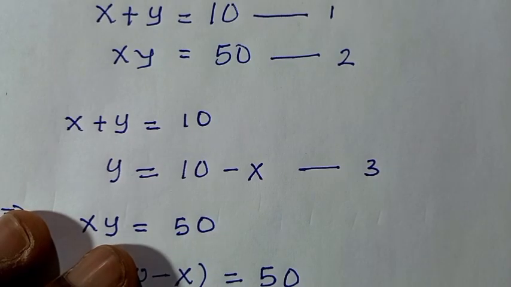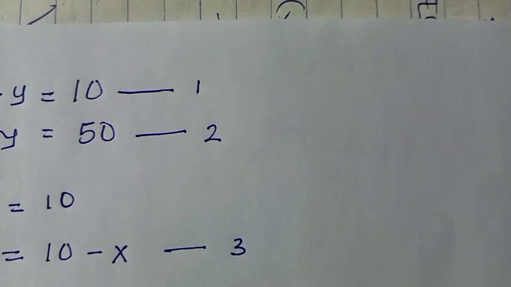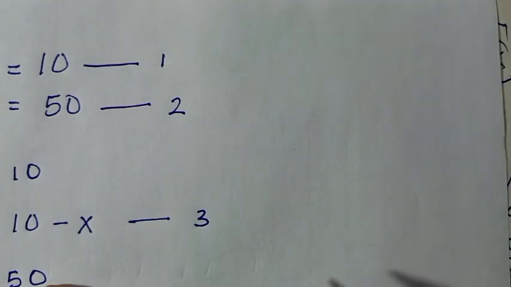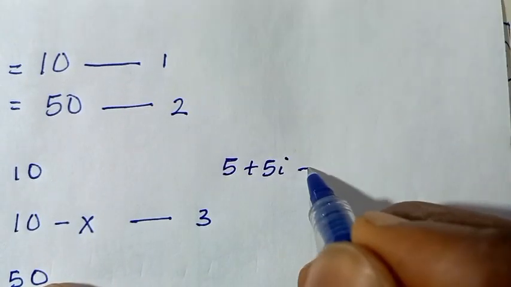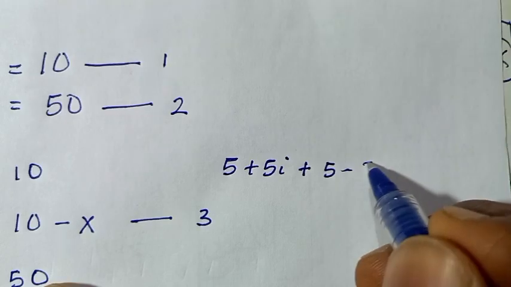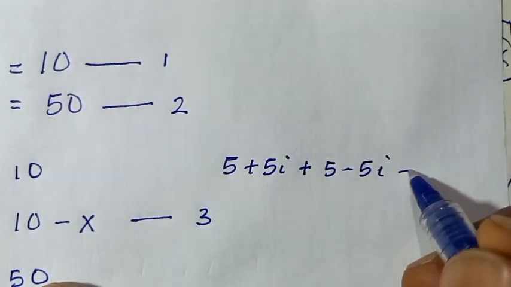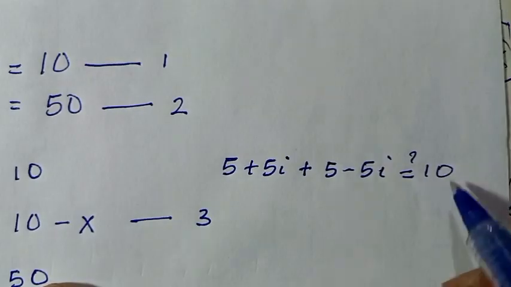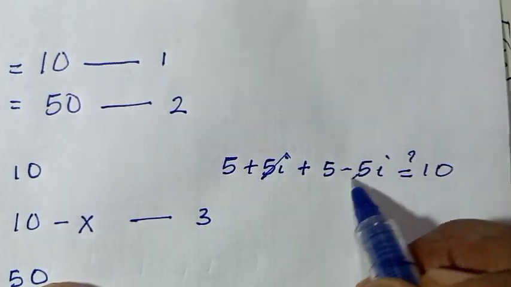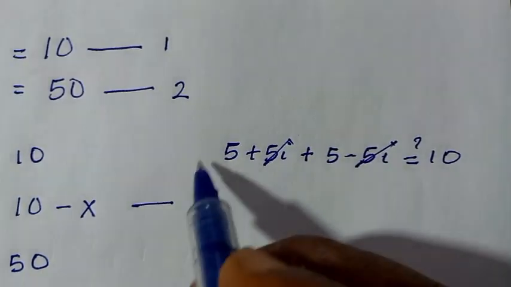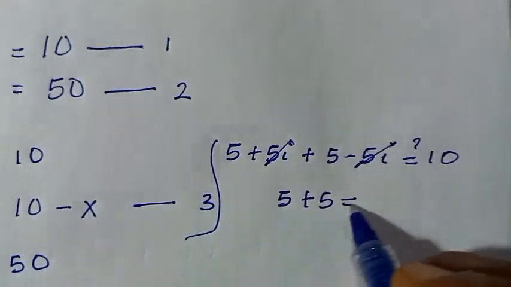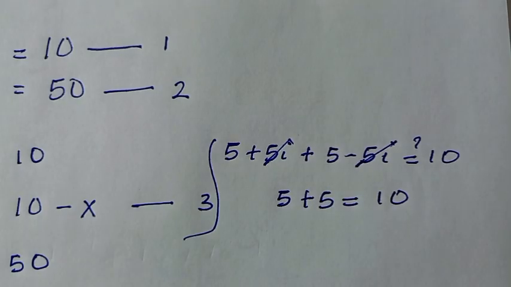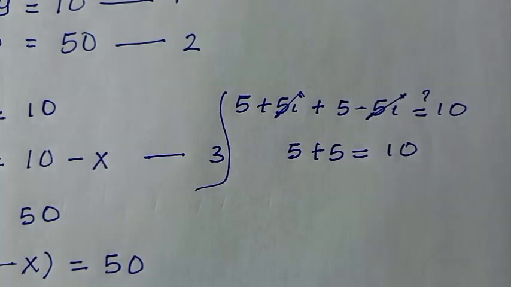From the given problem, we have x plus y equals 10 and xy equals 50. For x equals 5 plus 5i, we have 5 plus 5i plus y, which is 5 minus 5i. We want to check if this equals 10. Here plus 5i and minus 5i cancel, and from here we have 5 plus 5, which equals 10. So that is very good, as it satisfies this equation.